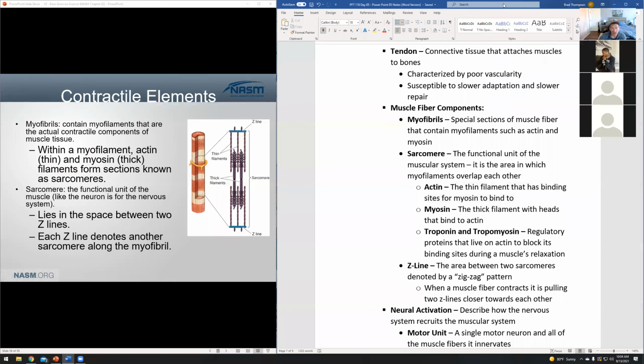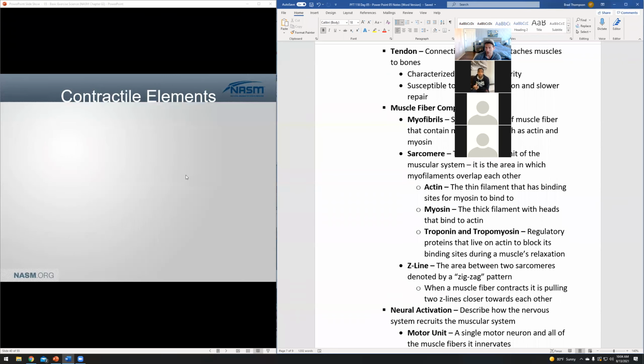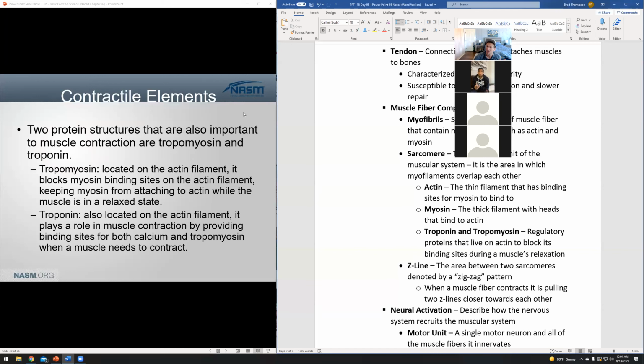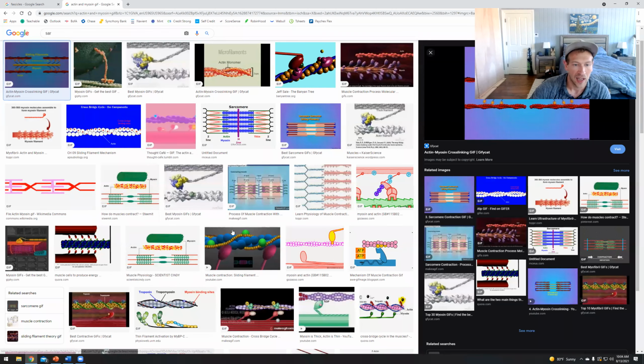Now, we need to be able to relax our muscles as well. We don't always want this to happen. These proteins are always attracted to one another. They just want to bind, and they don't want to let go ever. So how the heck do we regulate that? How do we relax our muscles? Well, you have some proteins that live on the actin strand called troponin and tropomyosin. And they're regulatory proteins. They basically live on the strand, and they're there to block those binding sites.